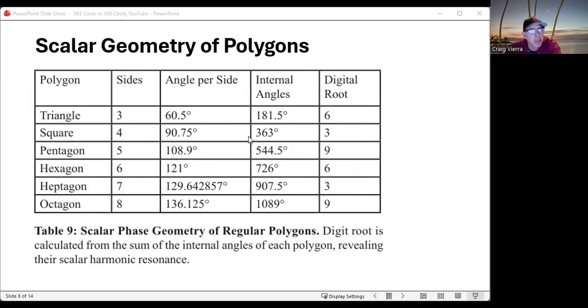And of course, because there are 3 sides and 3 angles, you can multiply this one by 3, this one by 4, this one by 5, this one by 6, and then you'll get the corresponding total internal angles.